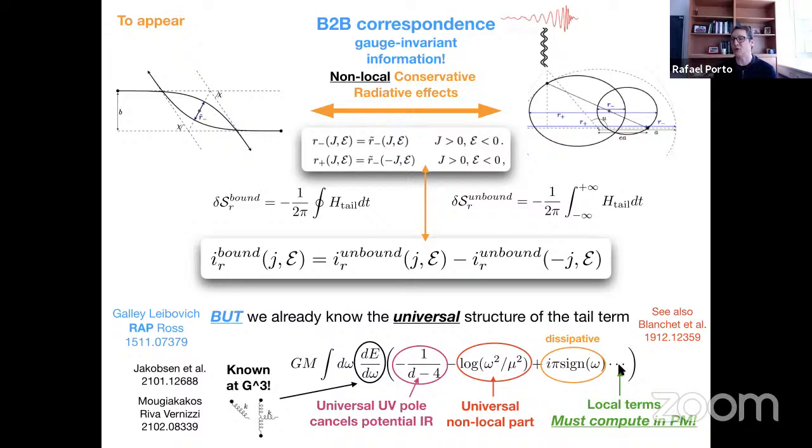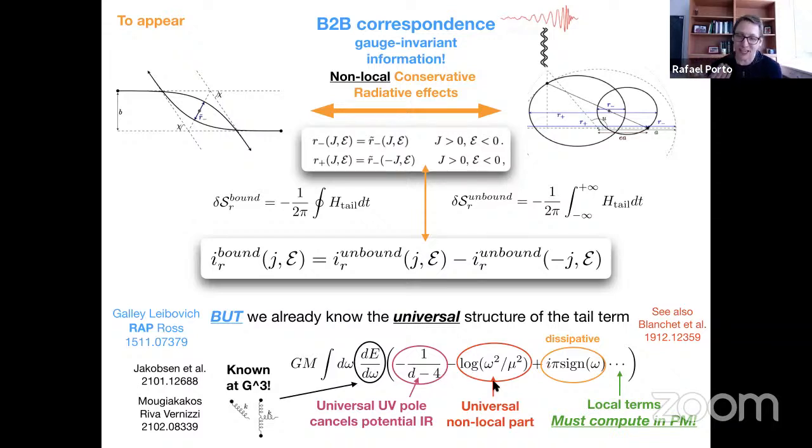So all the non-universal pieces that we need to calculate will go through the map unscathed. We just compute them, they are there for the bound, they are there for the unbound, and we're done. Everything else that we're missing is universal, so we can compute it and then put it back in any case that you want. The log is universal, as Luke and company found. The pole is universal because it has to cancel the pole from potentials. And this has even been computed to 3PM. So we even know right now what the answer is. We just need to do this integral, and we are doing it.